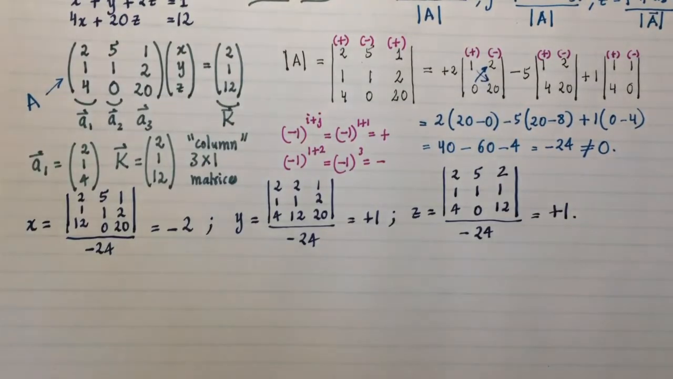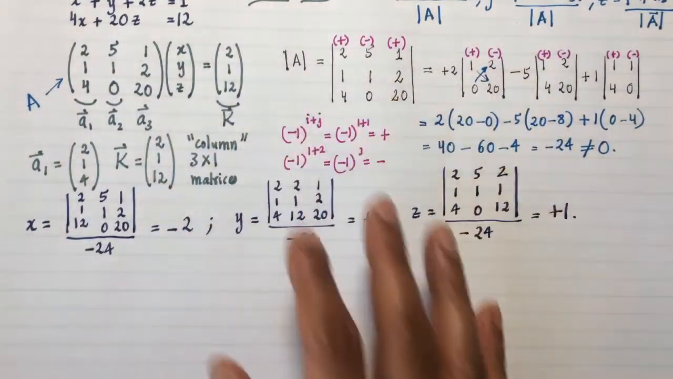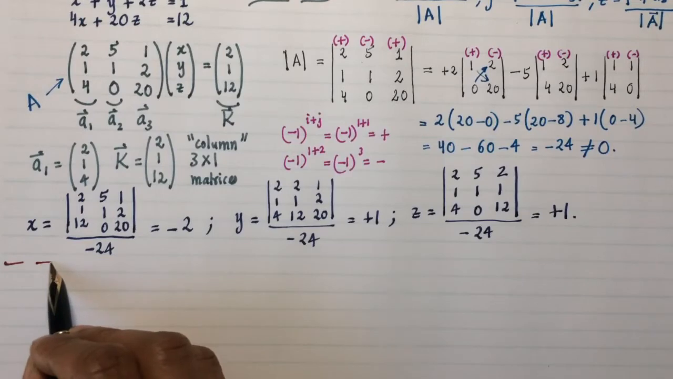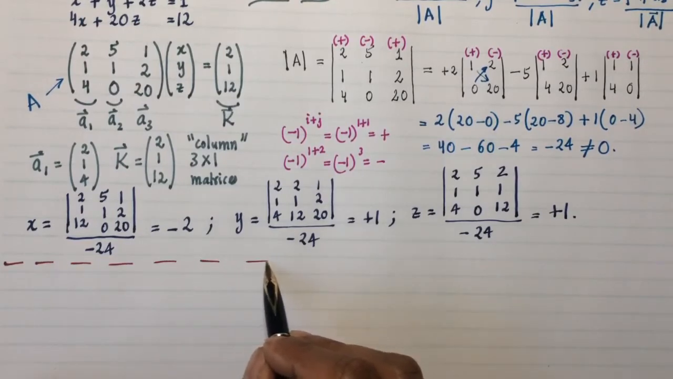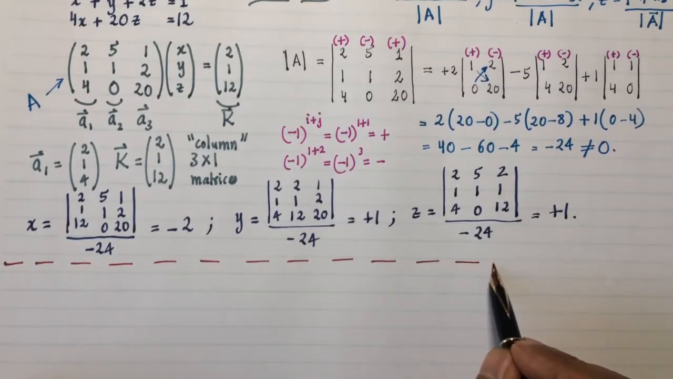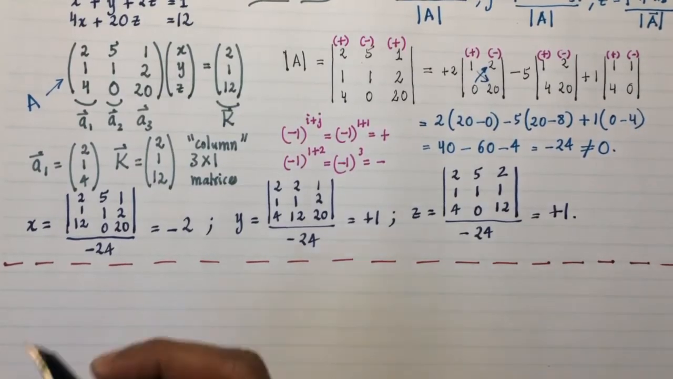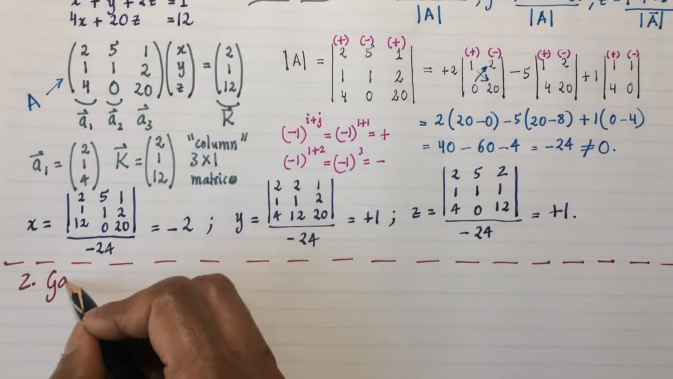Now, that's one of the simplest methods that you can use to solve a system of equations. It's very robotic, and it requires almost no thinking. It's just executing steps. The second method is slightly more intuitive, and sometimes it can be quicker. And this is called the method of Gauss-Jordan elimination.